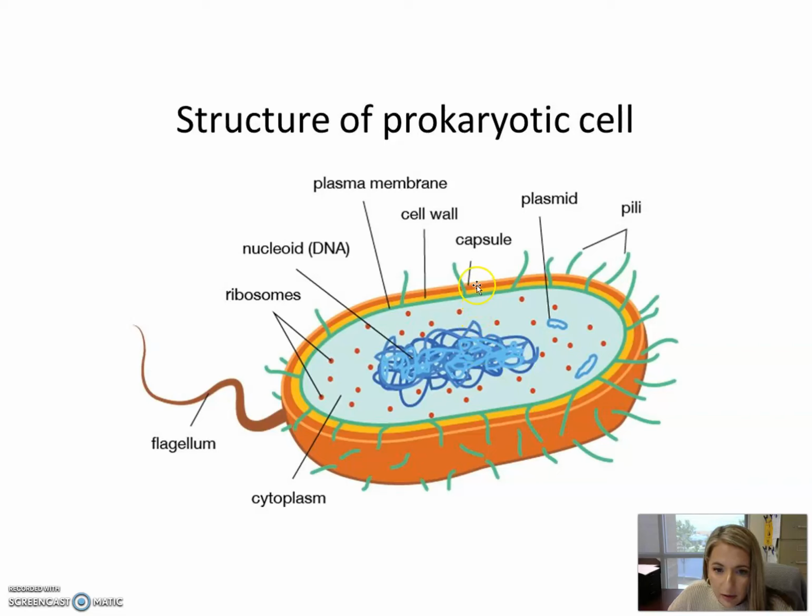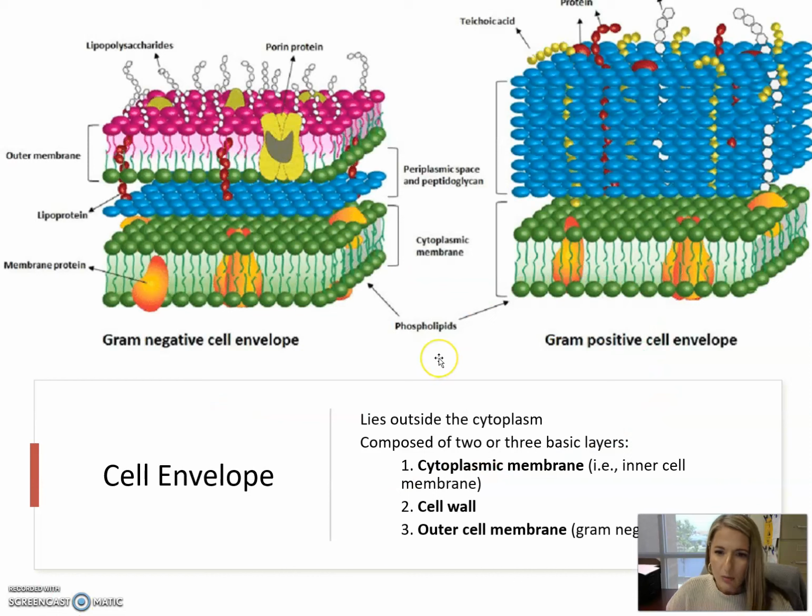But if you look underneath the capsule, we have these numerous layers. There's actually 3 here. This is what's going to make up the cell envelope. So that's where we're going to be focusing on next. So with the cell envelope, it is made up of numerous layers. Some bacteria have 2 layers in their cell envelope. Some bacteria have 3 layers in their cell envelope.